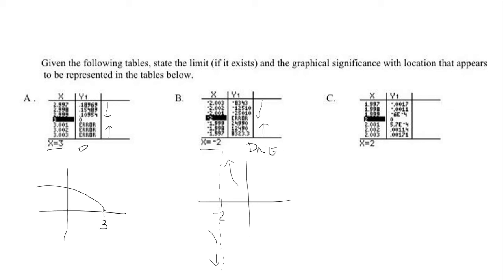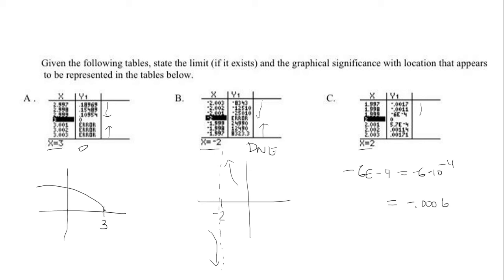Part C, we're looking at x approaching 2. And so from the left, we have -0.0017, -0.0011. It looks like it's getting smaller. And then -6 times 10 to the -4. Okay, so that's what that means. So this is -6 times 10 to the -4, which we can rewrite as -0.0006. So obviously that's smaller than -0.0011.